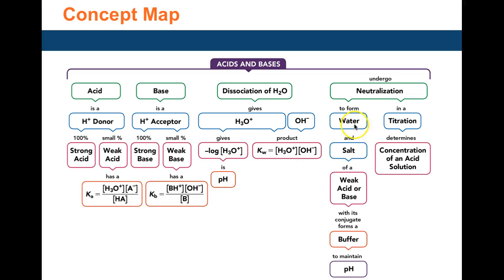And then next we looked at how to find out acid concentrations through the titration method, and using the neutralization of acid and base, and then finally buffer and pH. So that's the end of chapter 11.